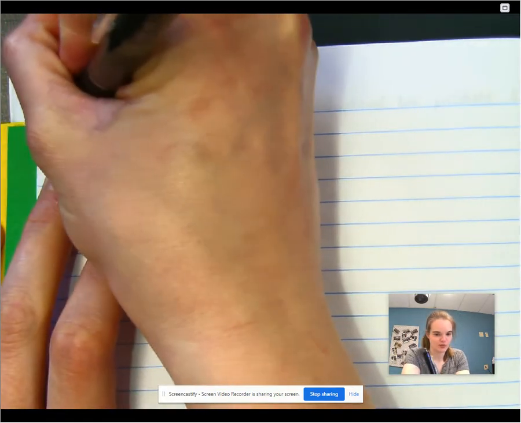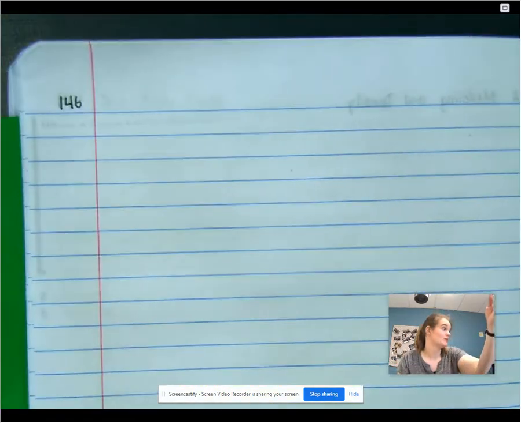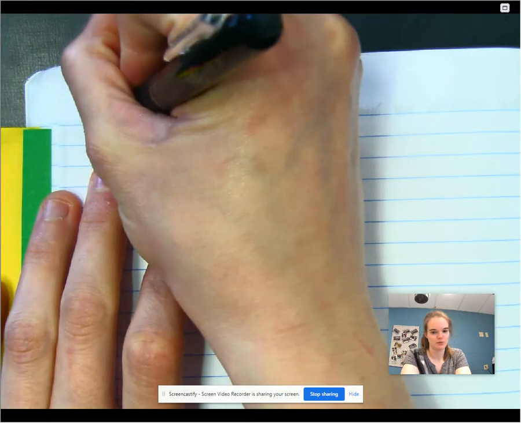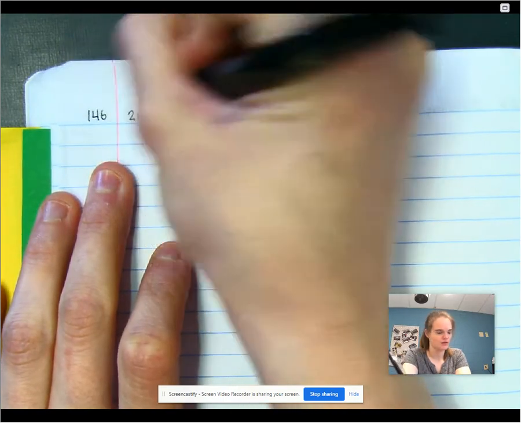The rest of your notebook, we are finished with your notebook. I would not get rid of your notebook. This will really help you out in the future.